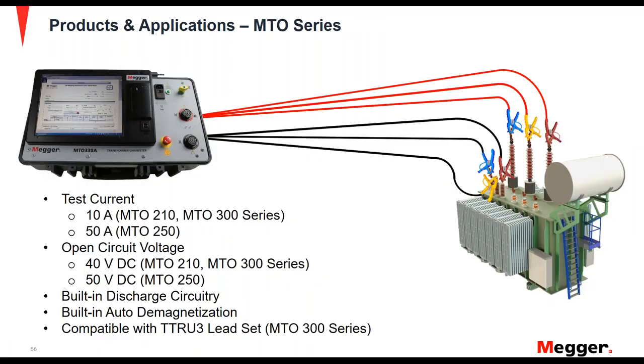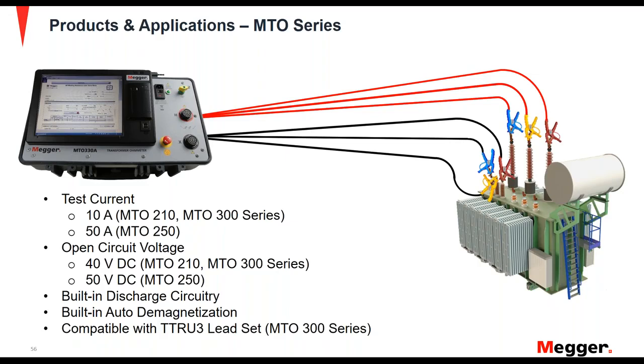Next, we look at the MTO series. We discussed the importance of the test current magnitude and the open circuit voltage in winding resistance measurement. So we have a 10 amps current value that's supported by the MTO 210 and the MTO 300 series, whereas a 50 amp value for the MTO 250 model, which goes into a higher current. So if you are in a situation where you have a winding that has a very high rated current, a 50 amp value might be more suitable.